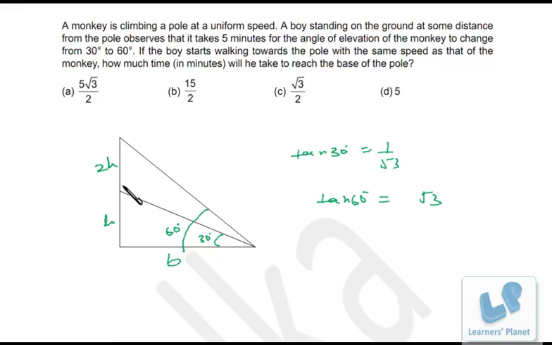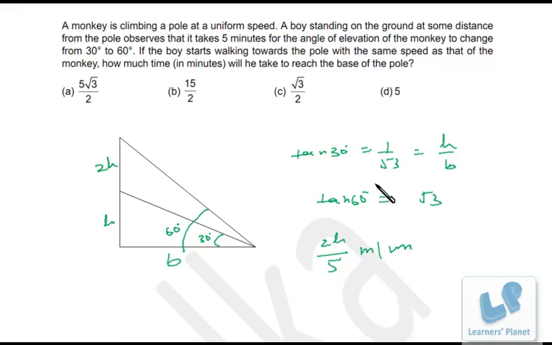Now for the monkey, if he covers the 2h distance, he takes 5 minutes. So speed is 2h by 5 meters per minute, right? And the same is the speed of the boy, that is 2h by 5 meters per minute. And this is what? Tan 30 degree, h by b.